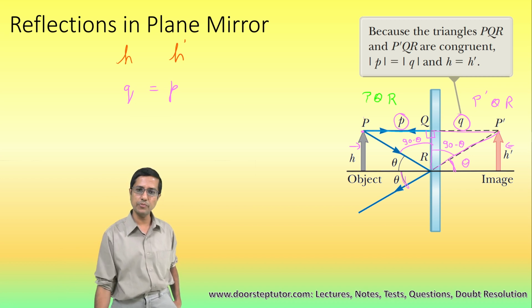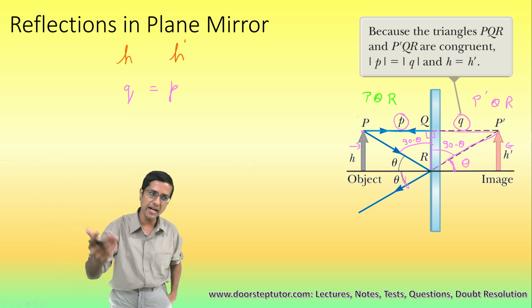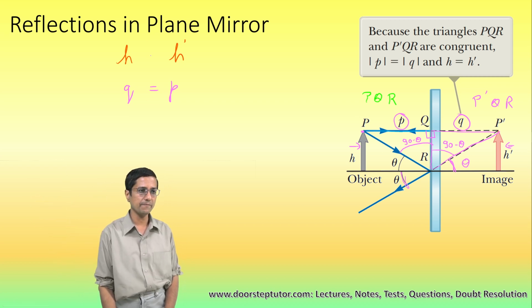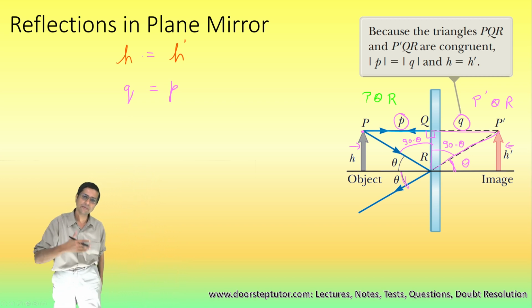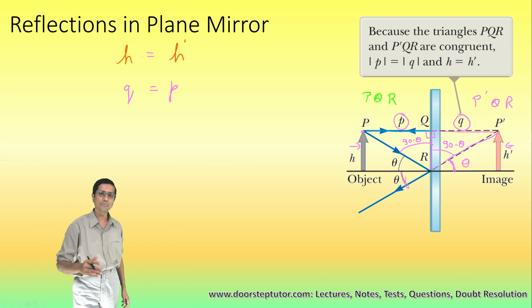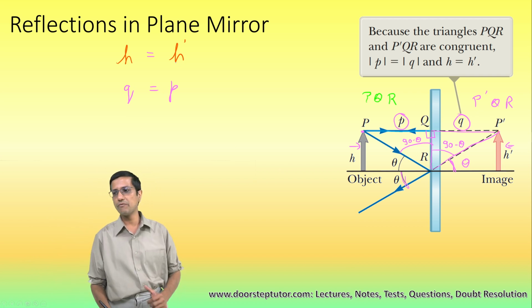So if the object is put, let's say, 10 meters in front of the mirror, the image will be formed 10 meters behind the plane mirror. So Q is equal to P. And by the same rule, using the same congruency principle, we have also proved that the heights of the two objects would also be the same. So h and h dash will be the same.